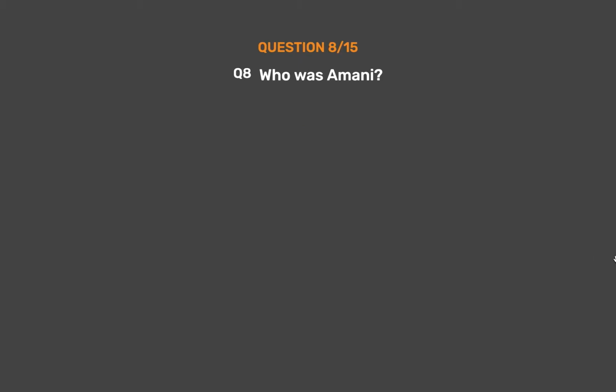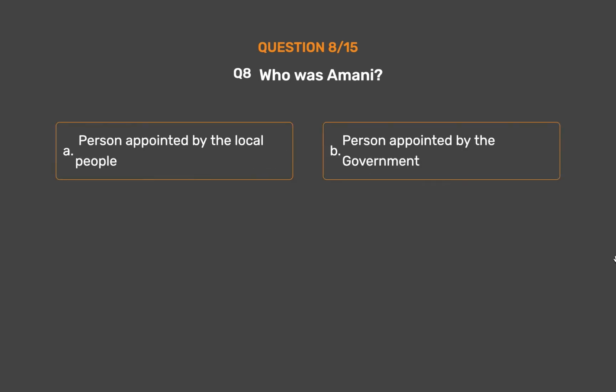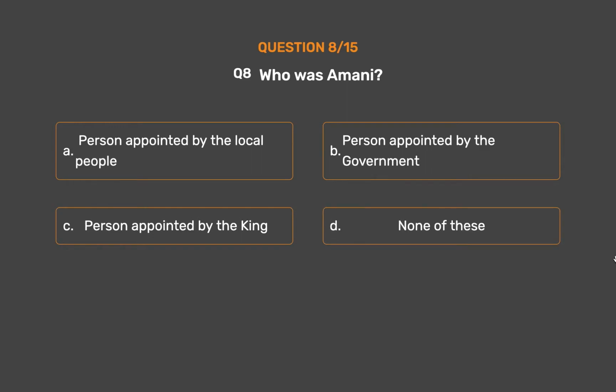Question number 8. Who was Amani? Option A. Person appointed by the local people. Option B. Person appointed by the government. Option C. Person appointed by the king. Option D. None of these.